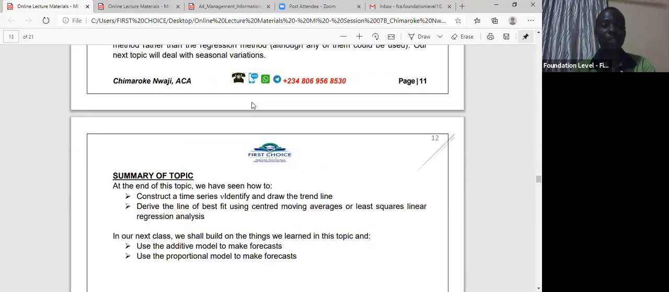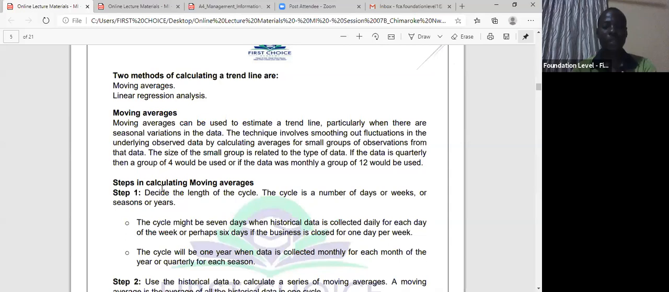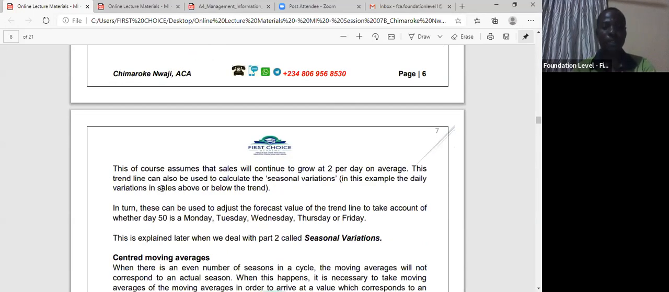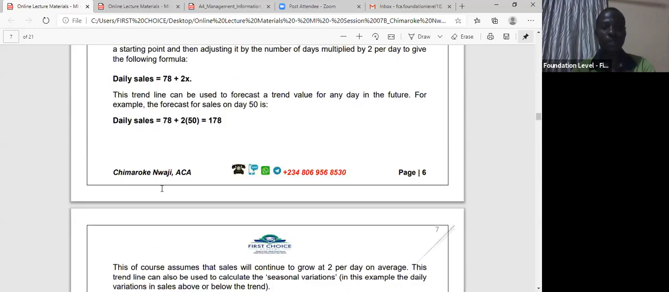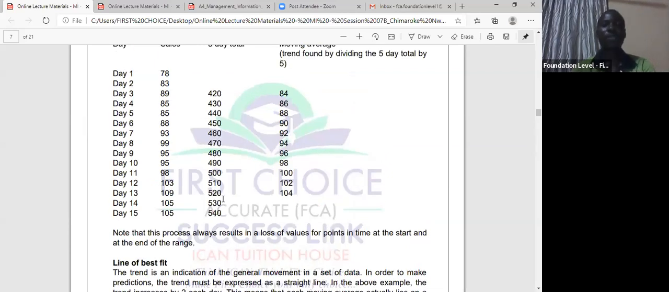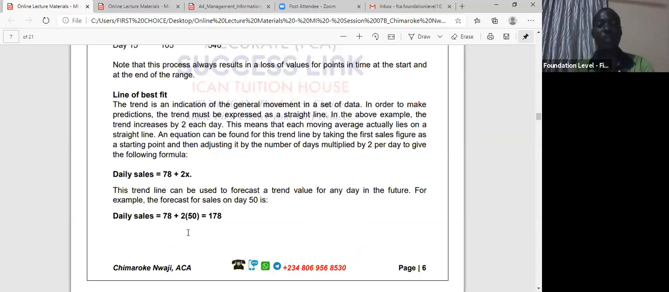So this was our example 1. Let me go to page 5 or page 6. So our day 50 was said to be 178, okay? So if you have continued the progression, you find out that it will get to that point where you get 178 or 172.